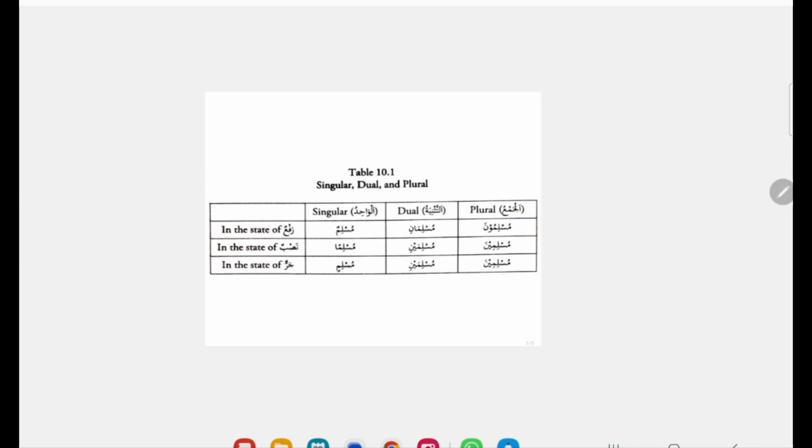Because in the state of rafa, you add an alif with a noon with a kasra to make it dual, muslimani. And for plural, you add a waw preceded by a dhamma and a noon with a fatha, as in muslimuna. In the state of nasab, for dual, you're going to add a ya preceded by a fatha and a noon with a kasra, muslimaini. And for plural, you're going to add a ya preceded by a kasra and a noon with a fatha, muslimina. In the state of jar, it's the same as in the state of nasab, muslimaini and muslimina. Same exact thing.